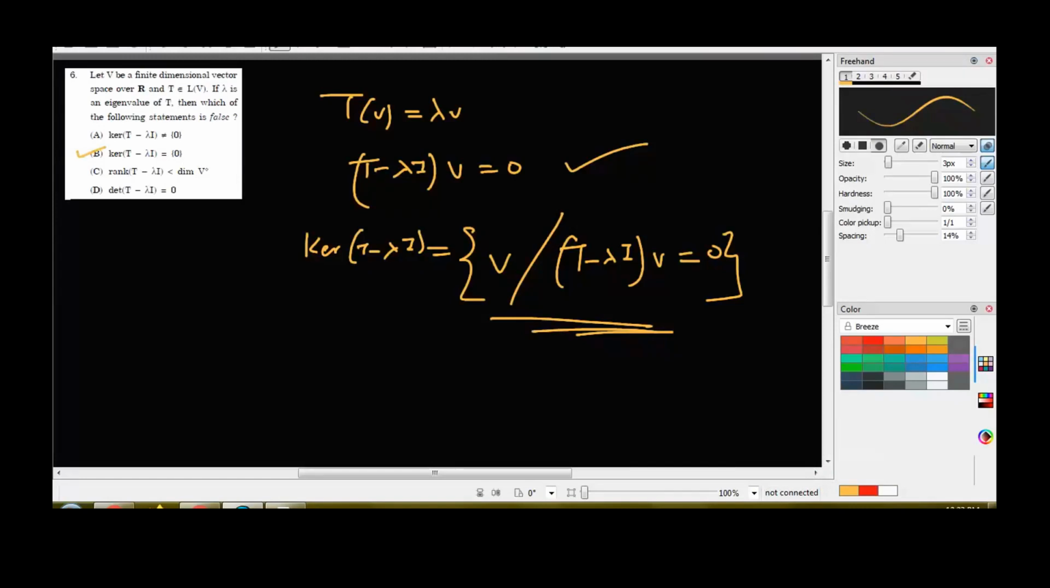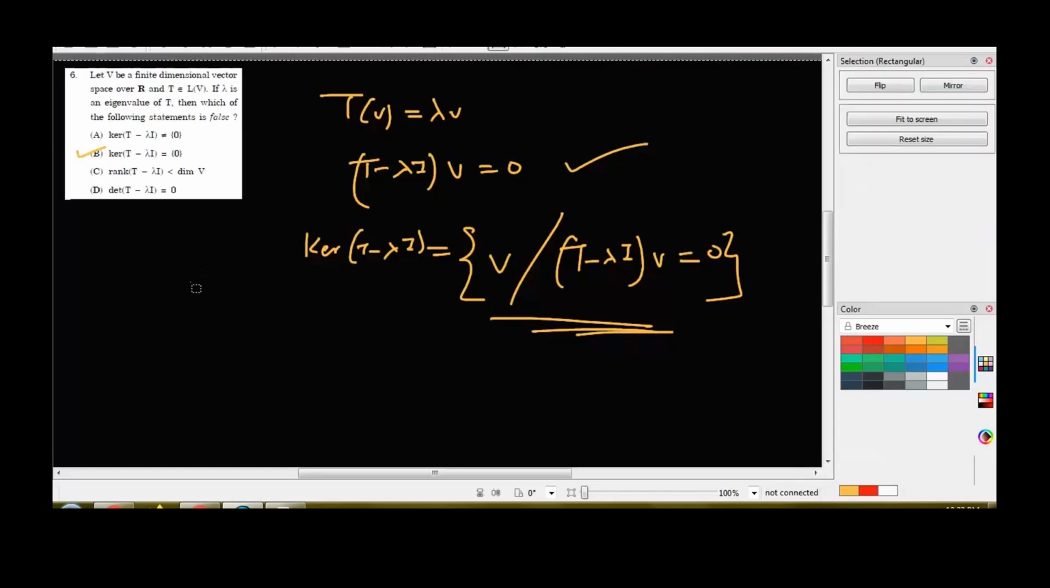The other two options are also correct. That can be easily seen. We can make use of the rank nullity theorem, and that gives us a relation between the rank, nullity and the dimension of the vector space. And the fourth statement is a straightforward statement. When it comes to matrices, we can accordingly rewrite the same definition of eigenvalues as determinant of T minus lambda I is equal to 0. So the false statement in this case is option B. Let's move ahead.